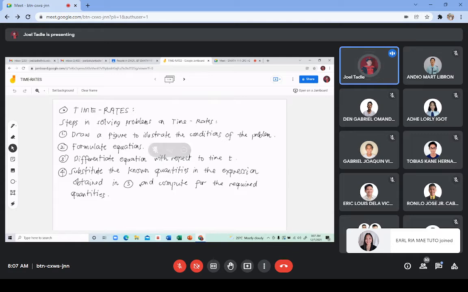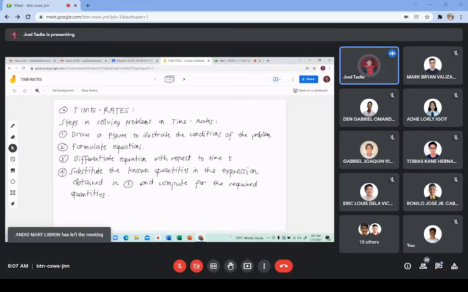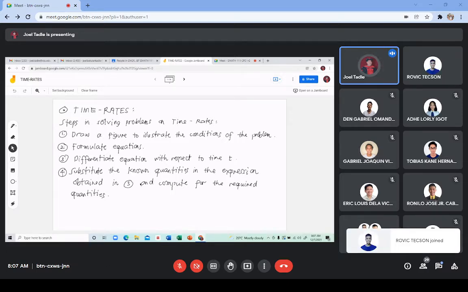So when we say time rates, this is any rate with respect to time t, no? So that's time rate, or any quantity with respect to time t, say volume dV over dt. Then we have the height dh over dt, the length dx over dt. So that's time rates.